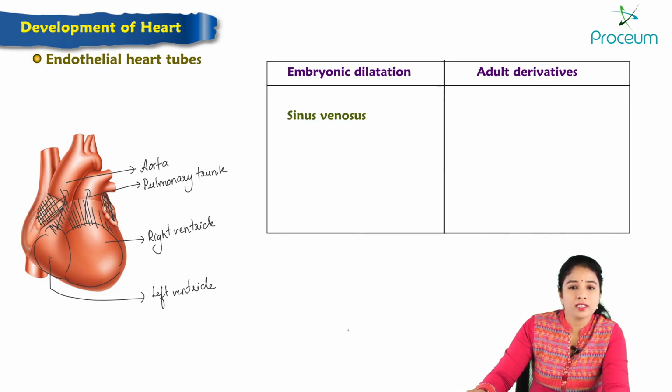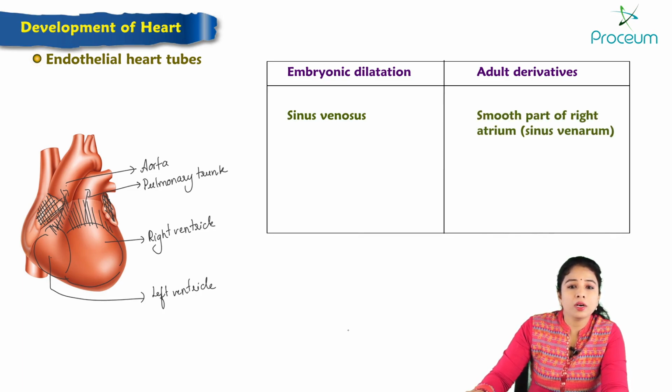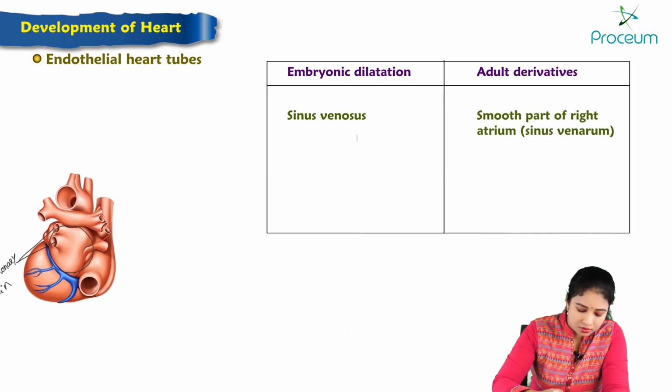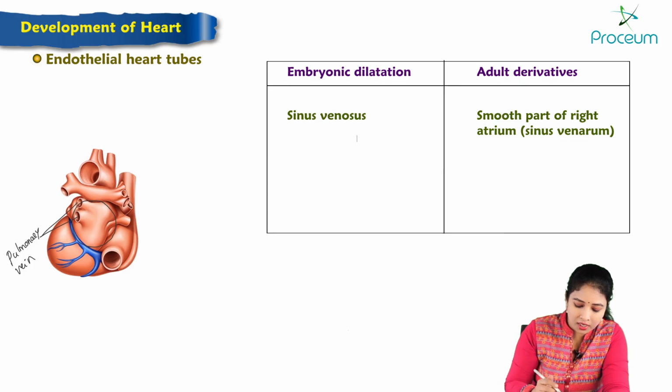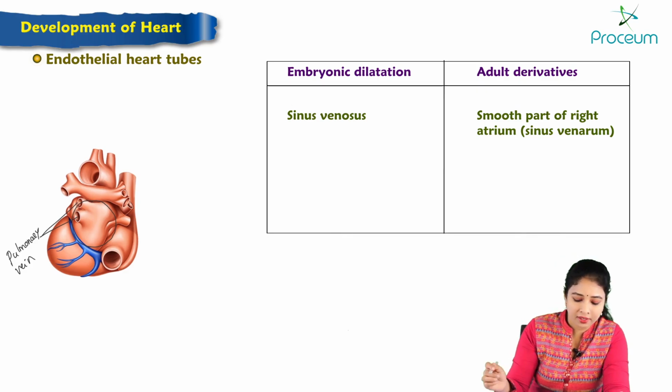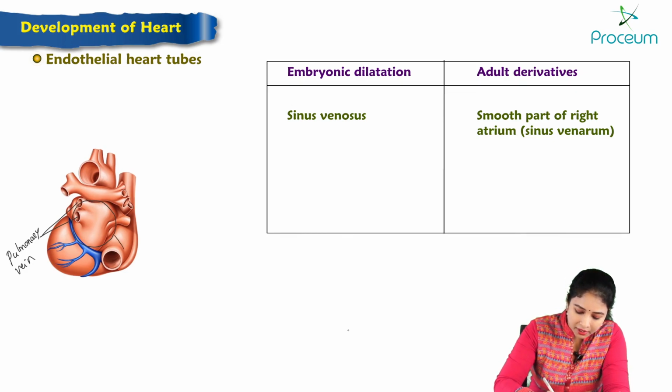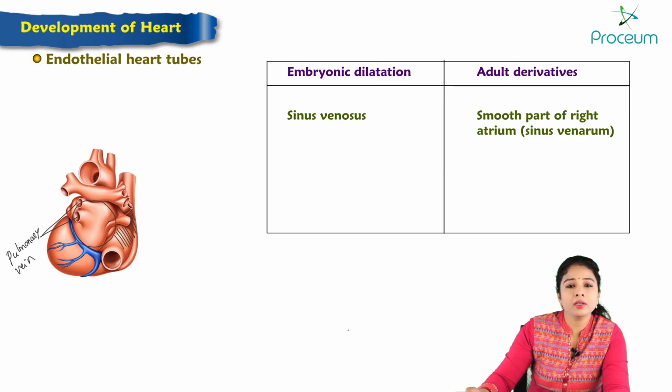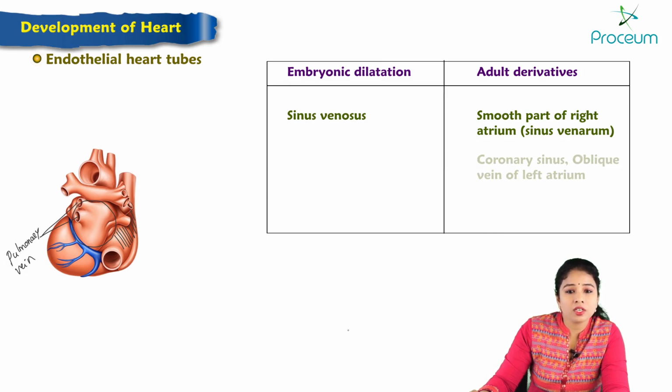Then about the sinus venosus, the smooth part of the right atrium. Here is the posterior view of the heart showing the smooth part of the right atrium and the left atrium. The smooth part of the right atrium means this part. It is derived from the sinus venosus, and it forms the coronary sinus and also the oblique vein of the left atrium.